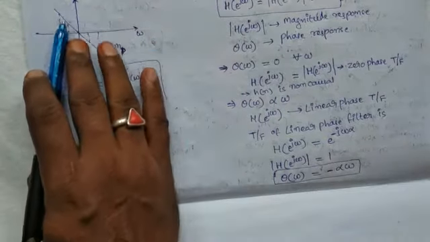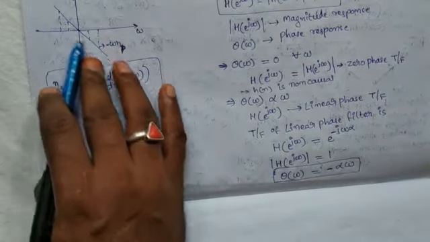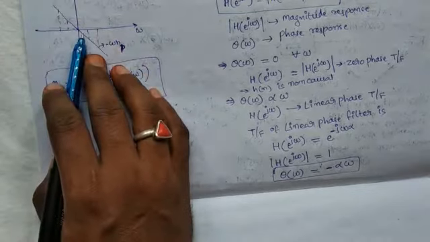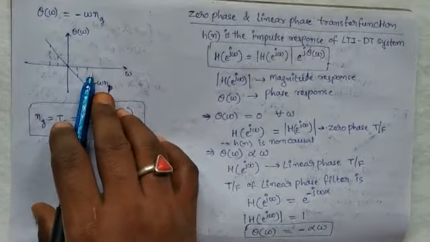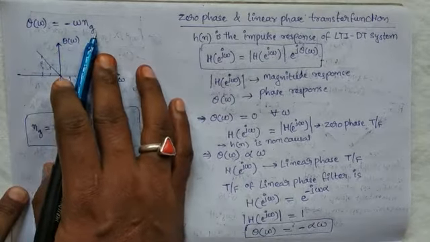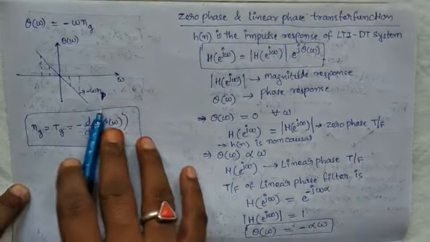Now what are the characteristics? The characteristics are linear. Here the phase response is a linear phase response. Theta of omega is equal to minus omega ng, where I am taking ng or np.